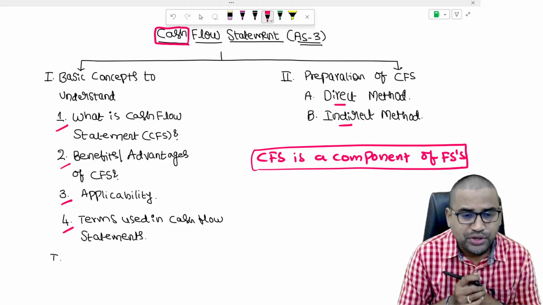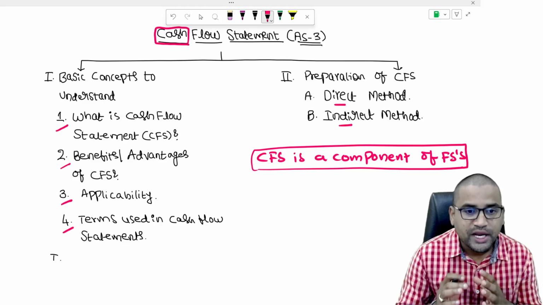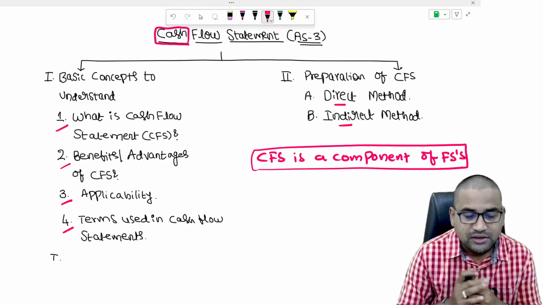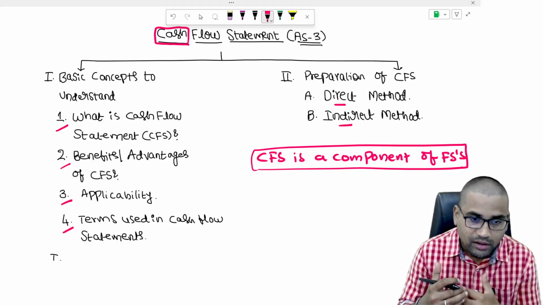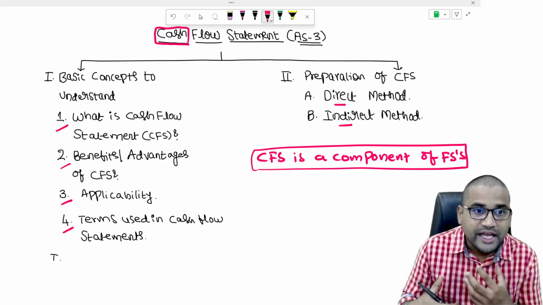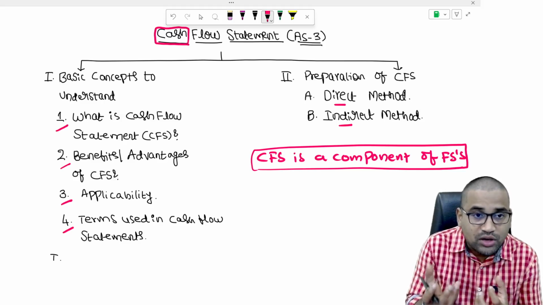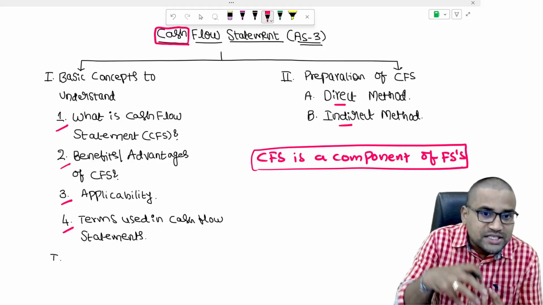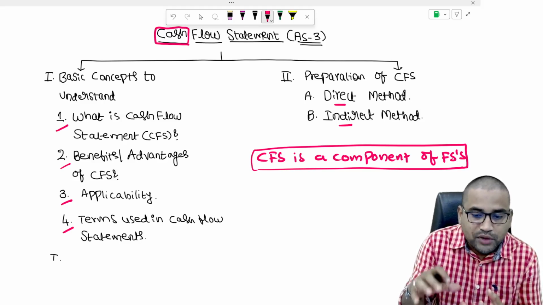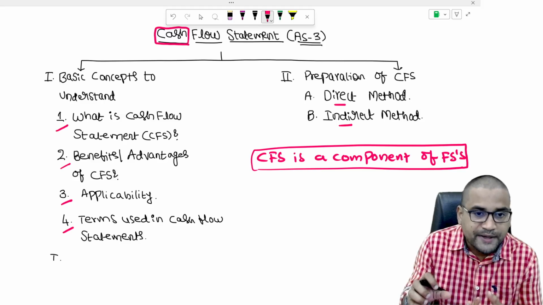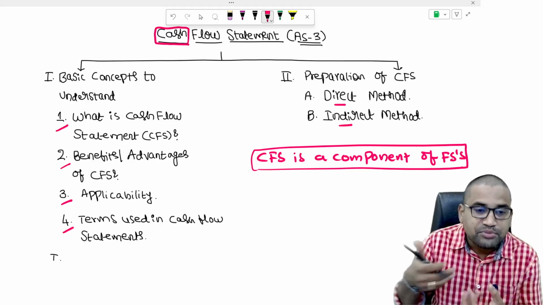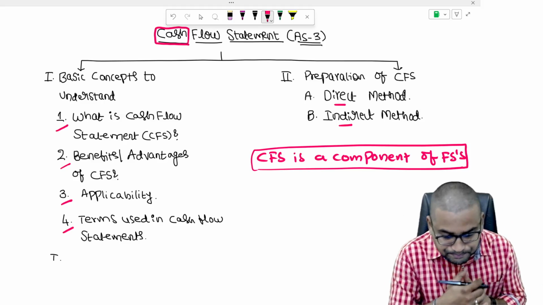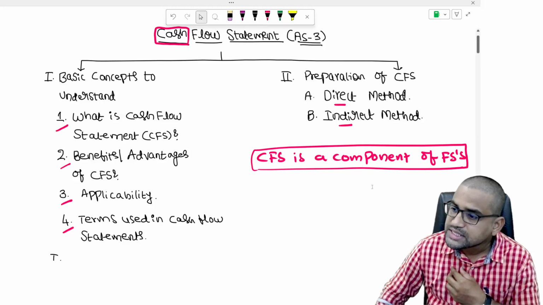Since cash is an important element, proper analysis of cash is required for any business organization. That's why the Institute of Chartered Accountants of India came up with one standard called Accounting Standard 3. In this standard they prescribe how the cash flow statement will be prepared, how cash will be properly classified, and how the statement will be prepared.